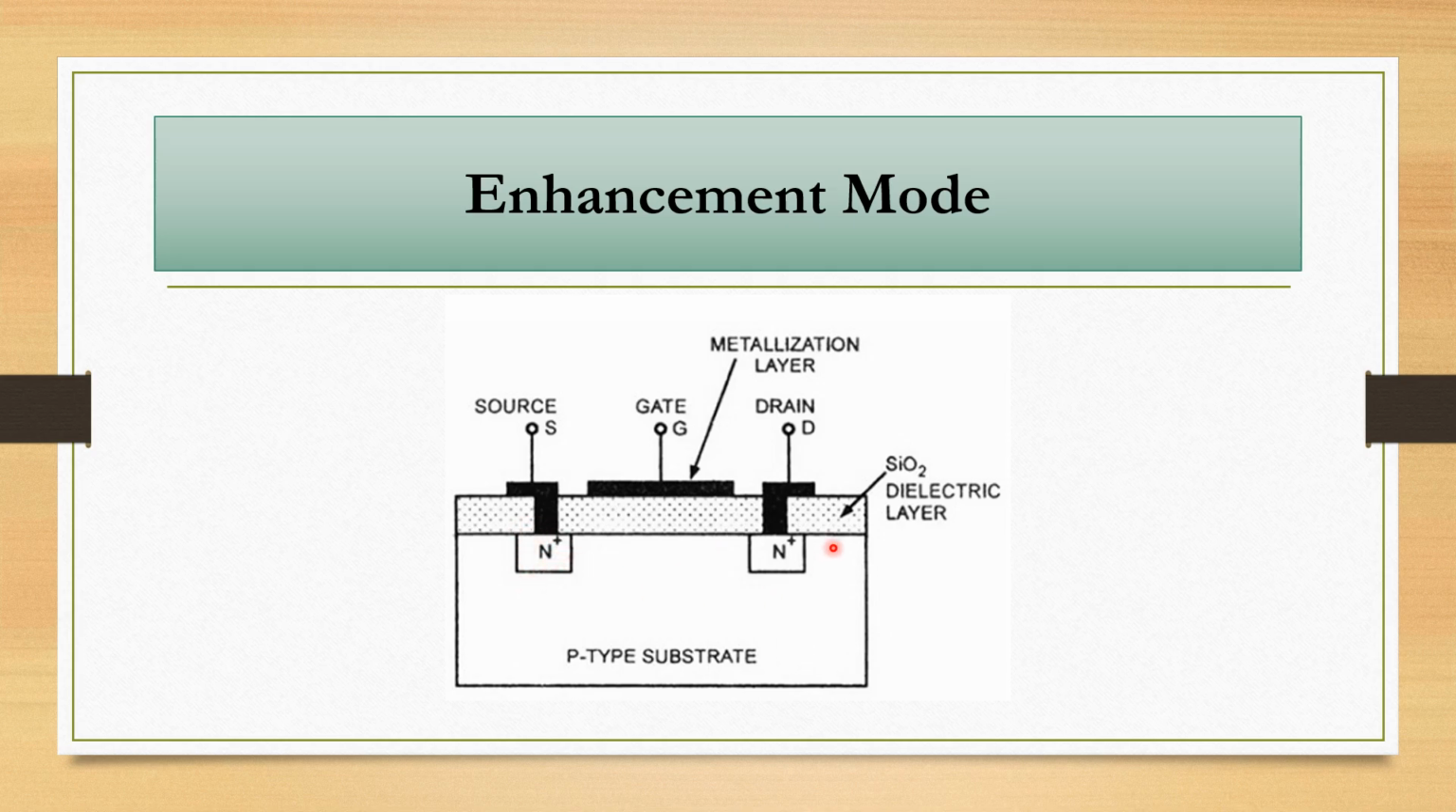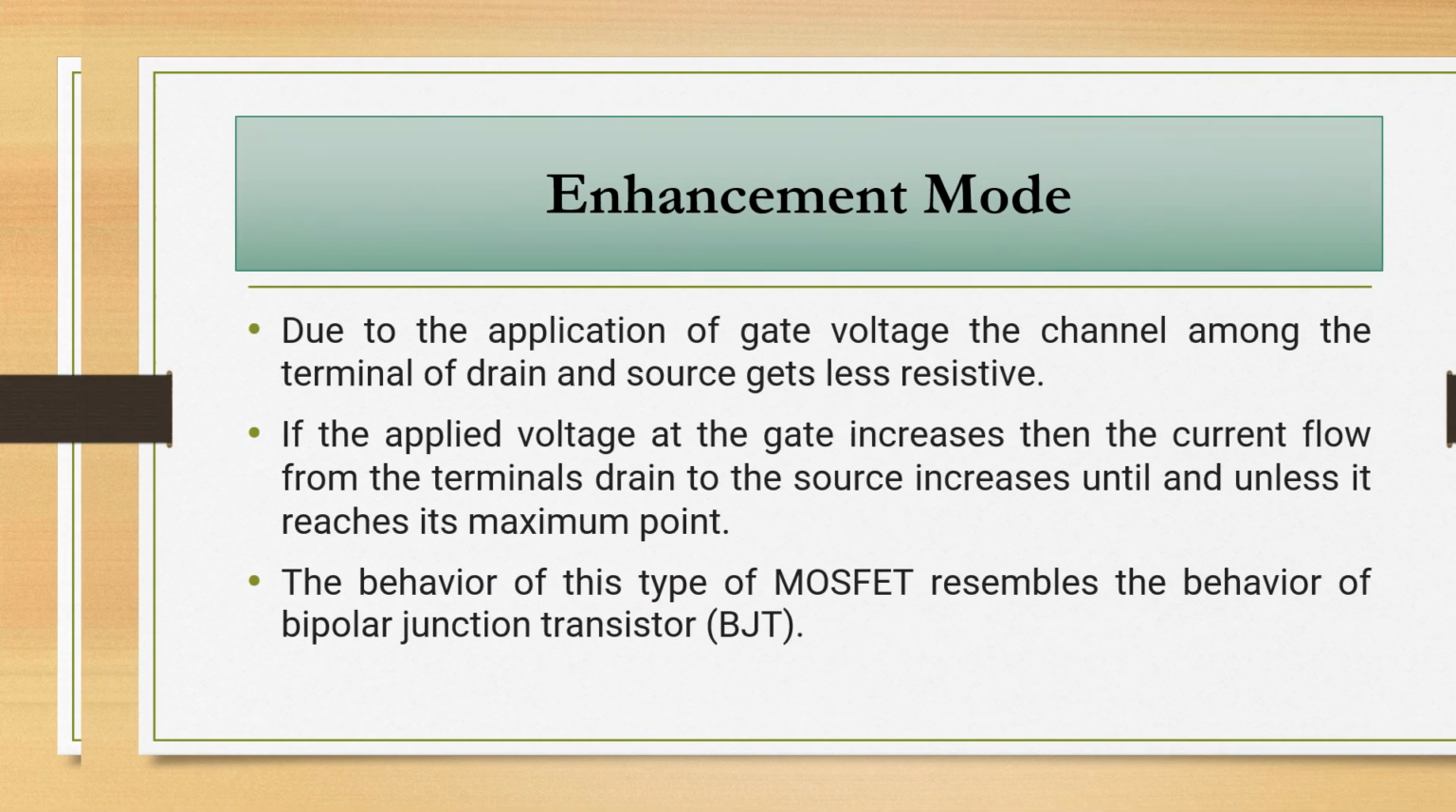So two N-type heavily doped semiconductor regions will be there. They will be diffused in a lightly doped P-type substrate. So there will not be any current flow, or any free electrons, between the source and your drain. So that is enhancement.